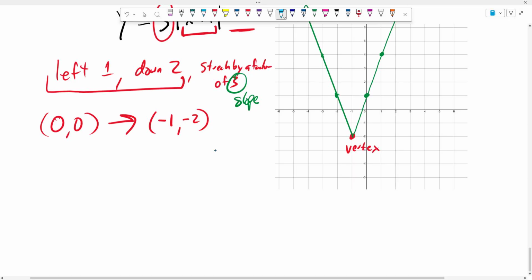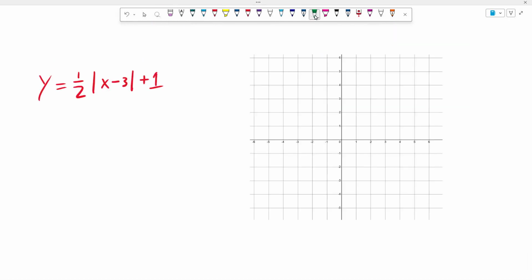All right, let's try another one. So the x minus 3 is going to shift everything right 3. So 0, 0, our vertex goes to 3. And then the plus 1 does what? Up 1. So instead of 0, 0, it's going to be 3, 1. That is our new vertex.